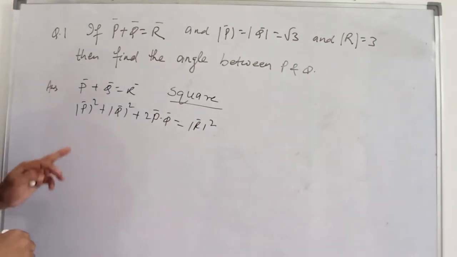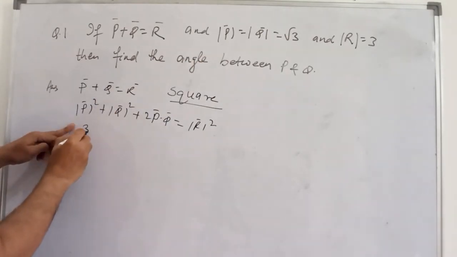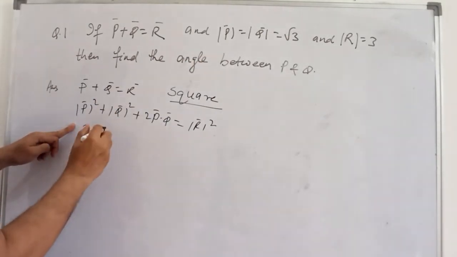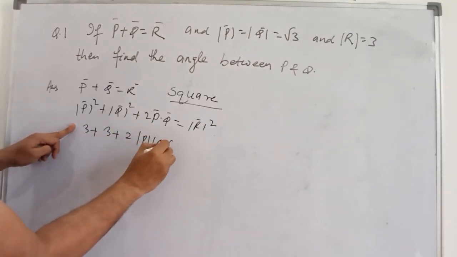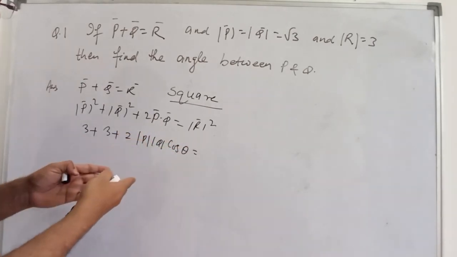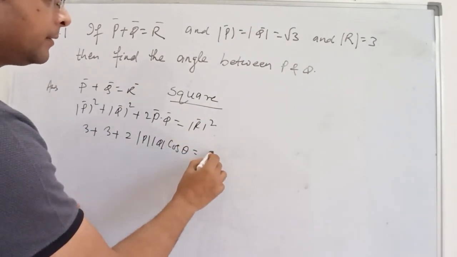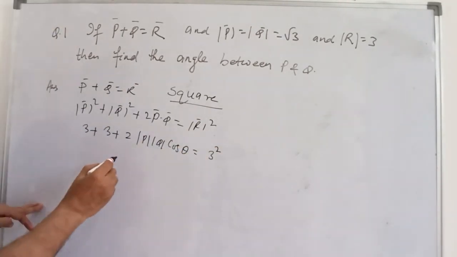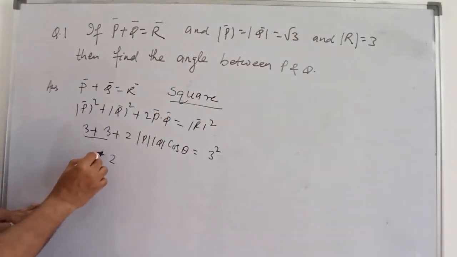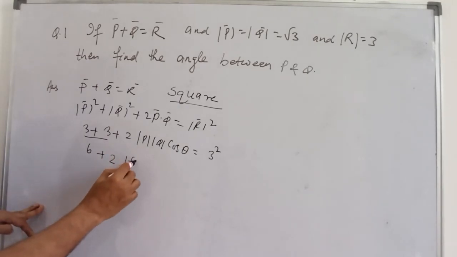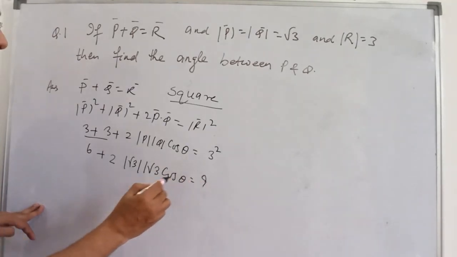Now the magnitudes are given. Root 3 squared means 3. Q square, root 3 squared means 3 again, plus 2 times mod of P, mod of Q, cos theta, as per the formula. You must remember it. We have already done the formula for A dot B. R squared is 3 squared, that is 9. So we can write this as 6 this way: mod of P root 3, mod of Q again root 3, cos theta is equal to 9.